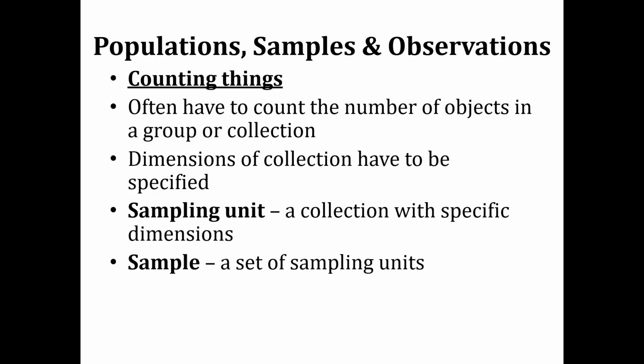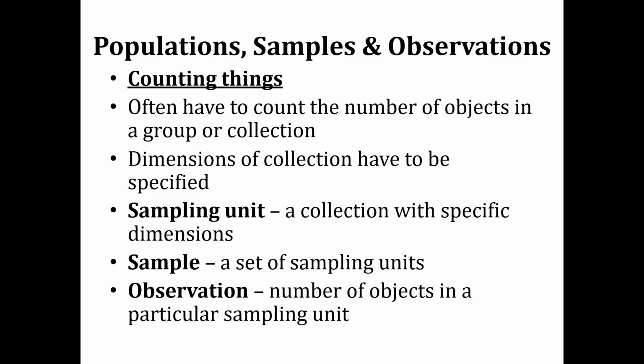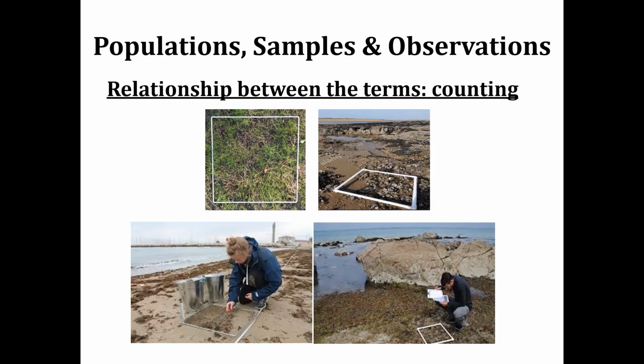And a sample is a set of sampling units, and an observation is the number of objects in a particular sampling unit. So now we are going to see the relationship between these terms, and for that purpose, we're going to take the example of the quadrat and seashell. Here you can see there are different pictures of the quadrat. A quadrat is simply a square area, a square shape, that is used in field research. In the quadrat, you can count different things within that dimension. Here are some examples of quadrats, square objects that are used for specifying an area from which we are counting certain things.